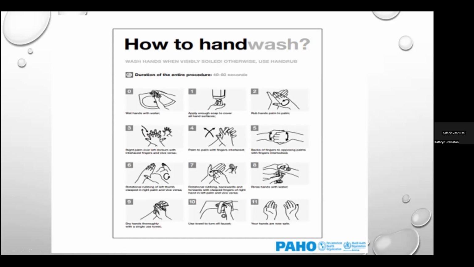And then at the end, you rinse your hands, dry your hands, and then use the tissue or the towel to turn the water off. And at that point, you should have clean hands.